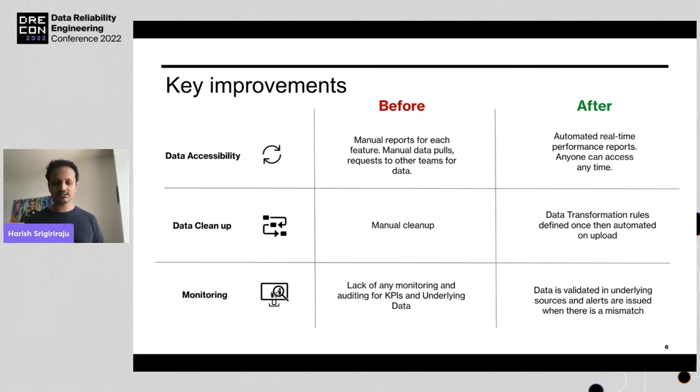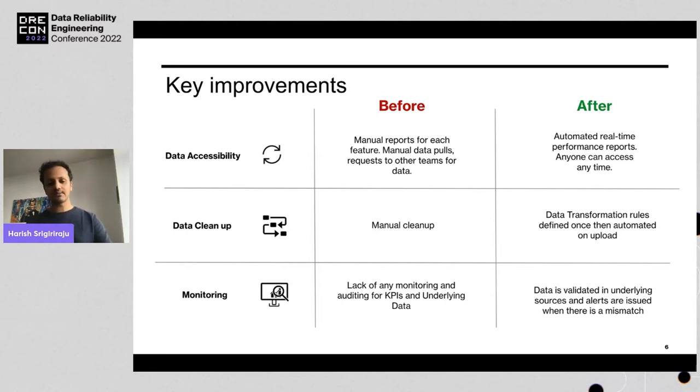The second part is data cleanup. Once all the data is collected from different sources, there's a manual process involved in the first part of the evolution. But let's say in the ideal state, all the data transformation rules are defined and easily automated through workflows, so you don't have to do any kind of cleanup manually.